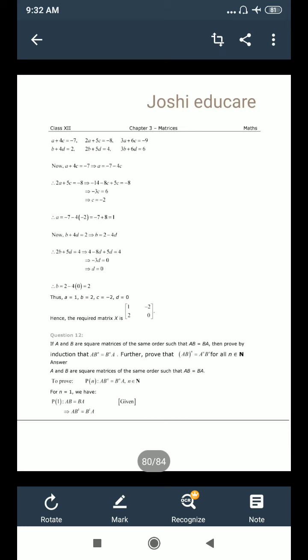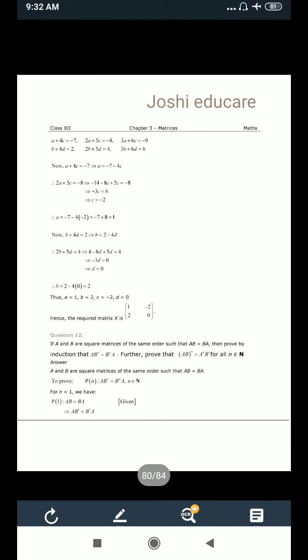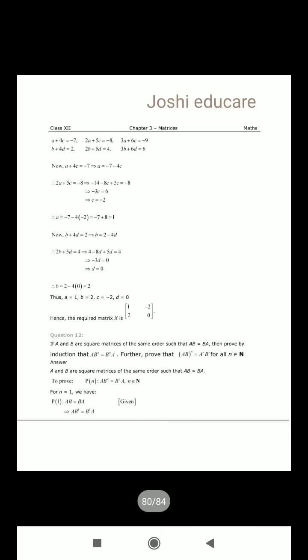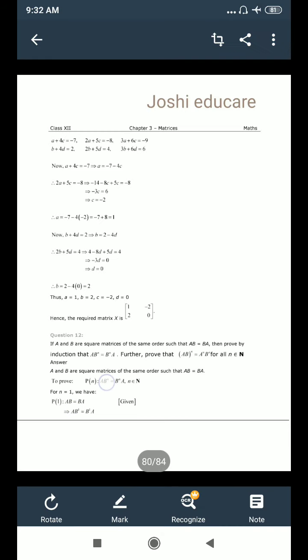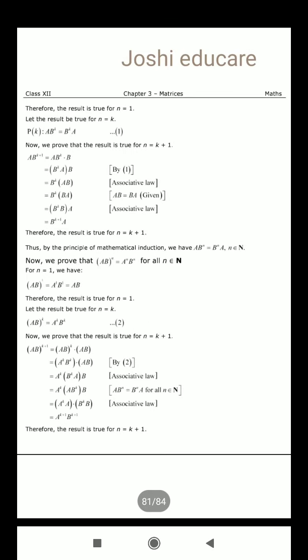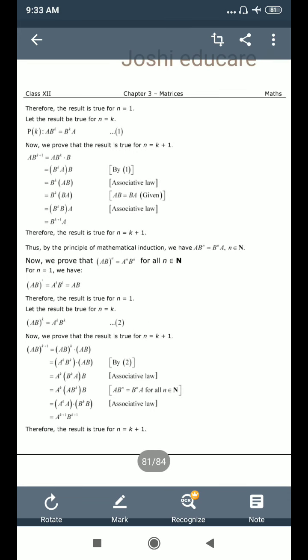So by mathematical induction, first we will calculate P1. P1 means AB is equal to BA. You put n equal to 1 and it is already given that AB is equal to BA. So P1 is true. We'll replace n by 1 in this expression. Now let Pk be true, we'll assume it is true.